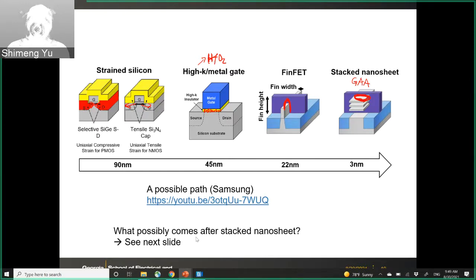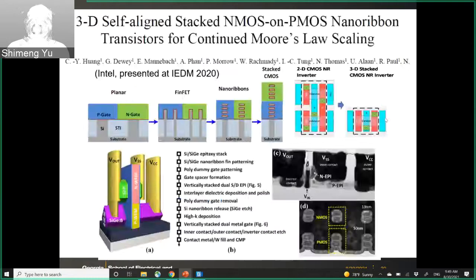And then the question is what possibly comes after the stack nanosheet. So let's say if 3 nanometer is nanosheet, then what will be the future after the stack nanosheet? So here I just quote one paper from Intel last year presented at IEDM. This is of course a research paper, but this might be the future direction for the industry. So the idea is to make the monolithic 3D, like NMOS on top of PMOS.